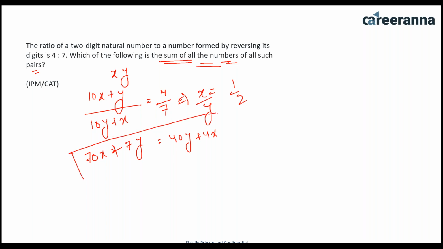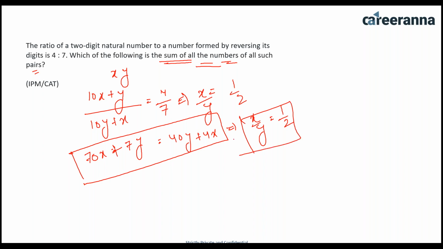How many of you cannot solve this equation? Say yes, no. I'll get x by y is 1 is to 2. Okay, you guys can solve it.